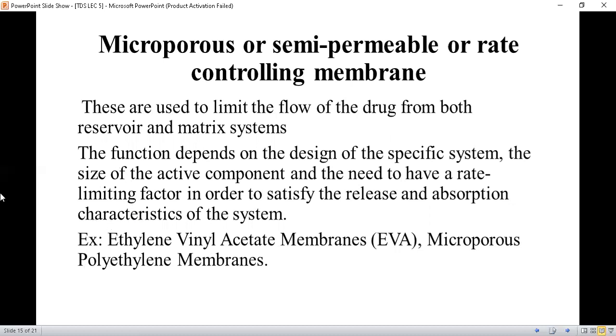Students, in a transdermal drug delivery system, if we want to control the release rate of the drug, then what do we do? We apply another membrane, called a microporous or semi-permeable membrane, in that transdermal system, so that the drug can be released as per requirement. This membrane is made up of ethylene vinyl acetate membrane or microporous polyethylene membrane, as we discussed in the previous lecture on transdermal patches.